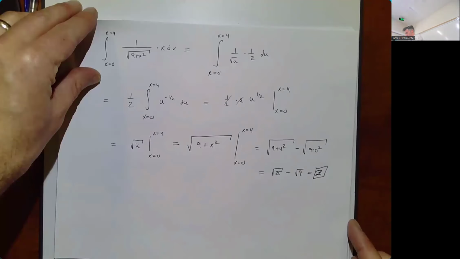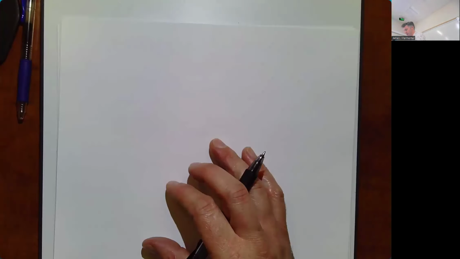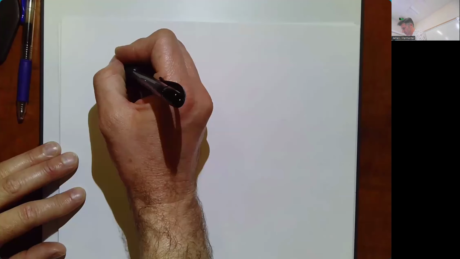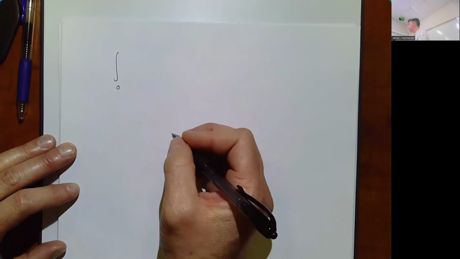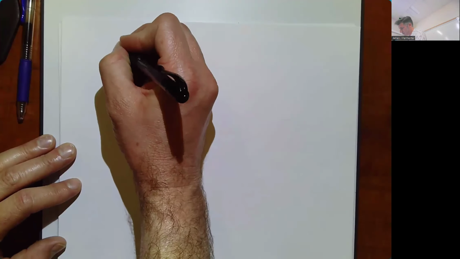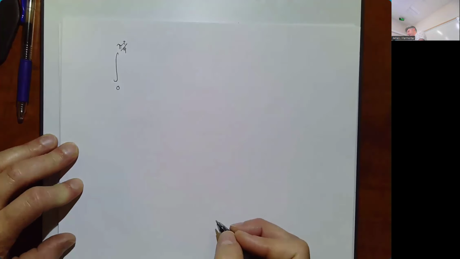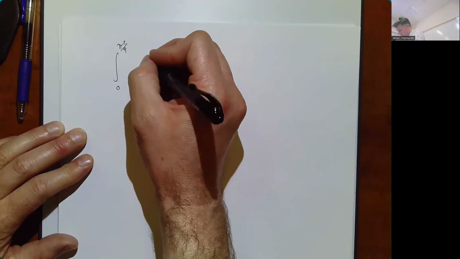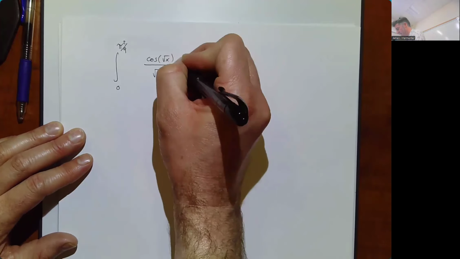Let's do the following. Let's say we want to find the definite integral from 0 to pi squared over 9 of cosine of the square root of x divided by the square root of x dx. Yeah, I like that.